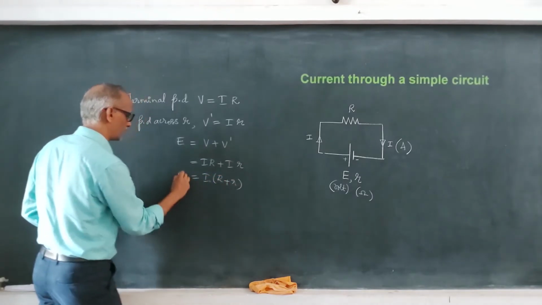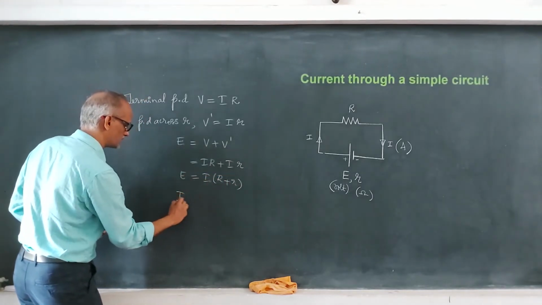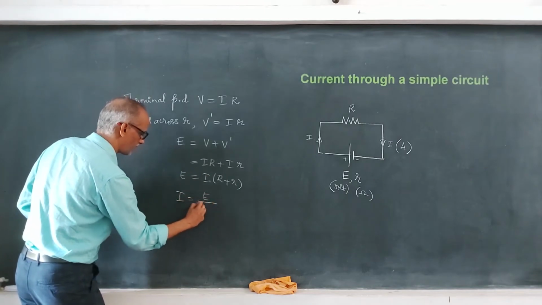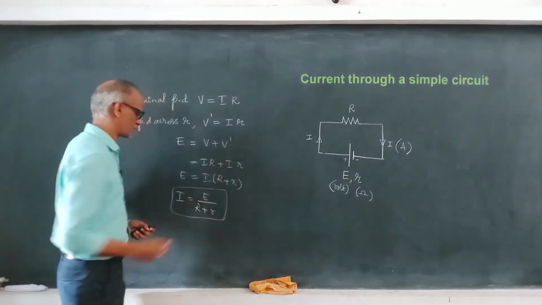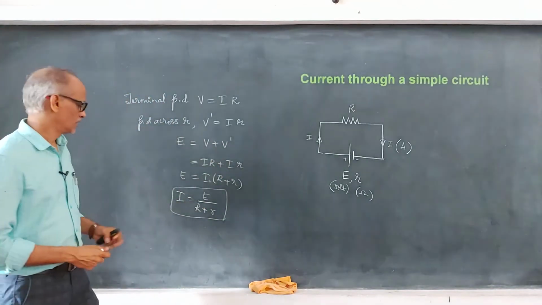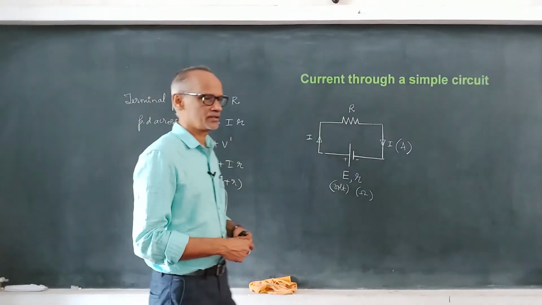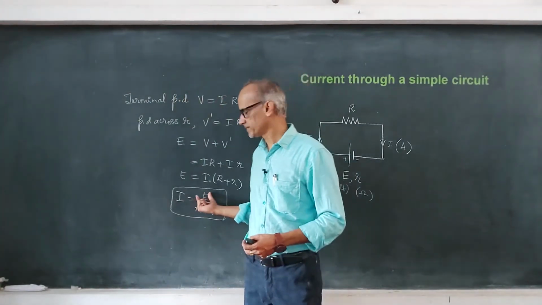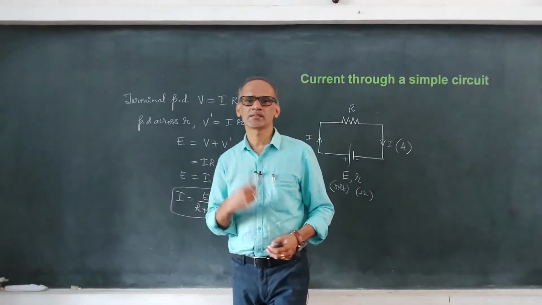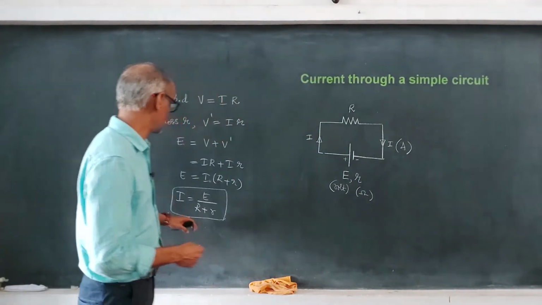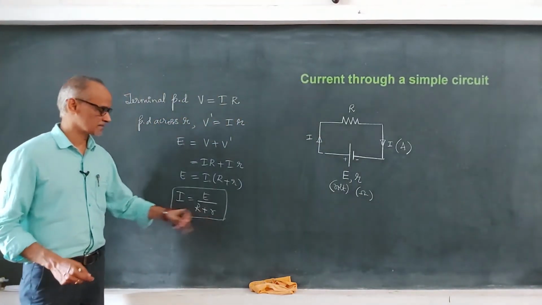and there we get an expression for current. I is equal to E by R plus r. So, this is the expression for current through a simple circuit. So, current through a simple circuit is given by the ratio of EMF divided by the sum of the resistances of the circuit, that includes the external resistance and internal resistance.